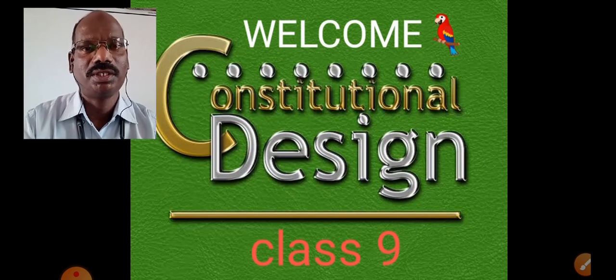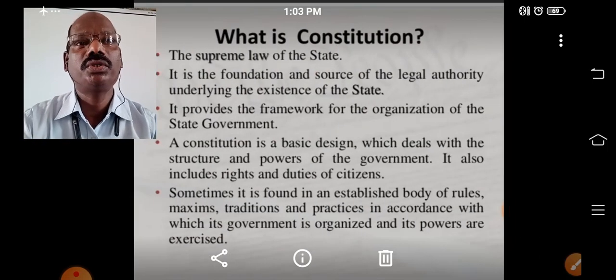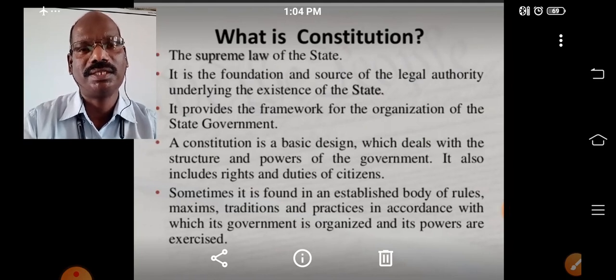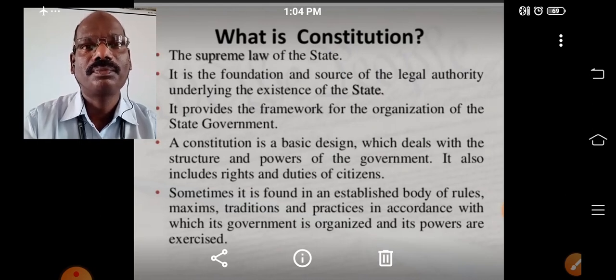What is called a constitution? We already discussed that topic, but I can explain once again what a constitution is. The constitution is the supreme law of the state. Again, we learned it is the foundation and source of the legal authority underlying the existence of the state. States function according to the constitution of that country, so it is called the foundation.